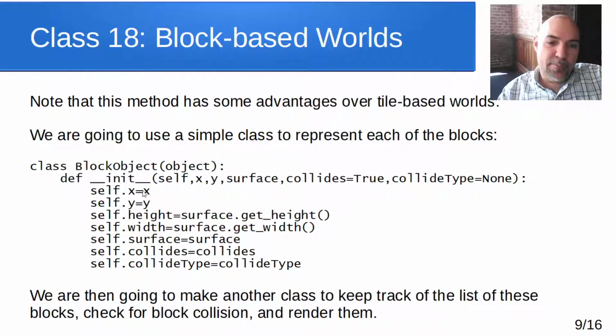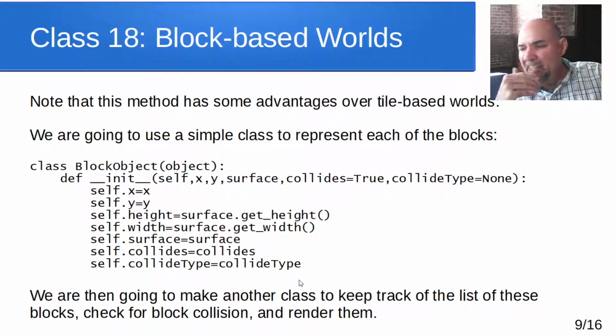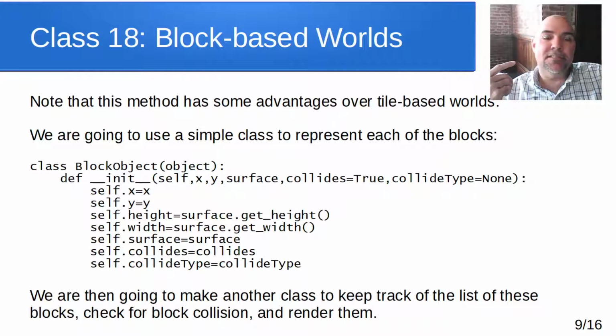The X and Y is just where it is. The height and width is how wide and how tall it is. The surface that goes with it is the texture. And then collides would either be true or false. And the collide type would be a way to give it a kind of group name for a collide. So you have collide and make it like a solid ground. You could have a collide type that is a ladder that allows you to climb or something like that. So we're going to allow that to be flexible and have different collider groups that you can assign.